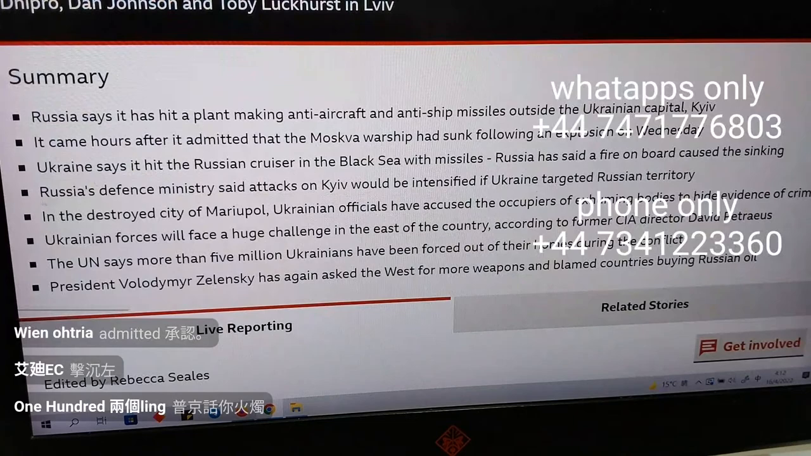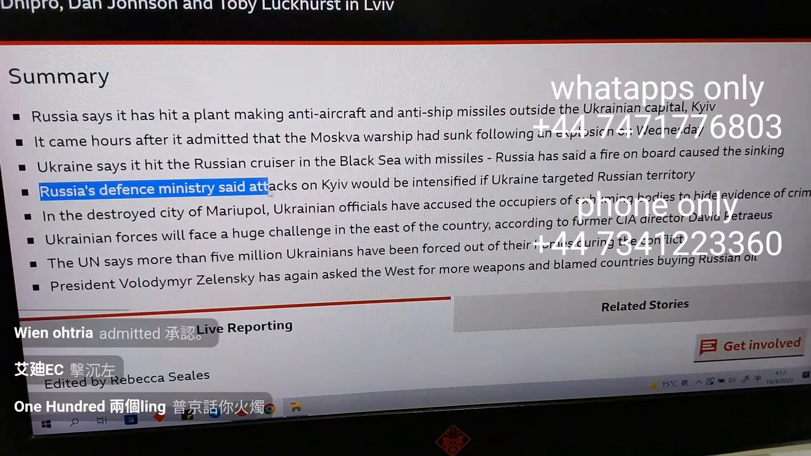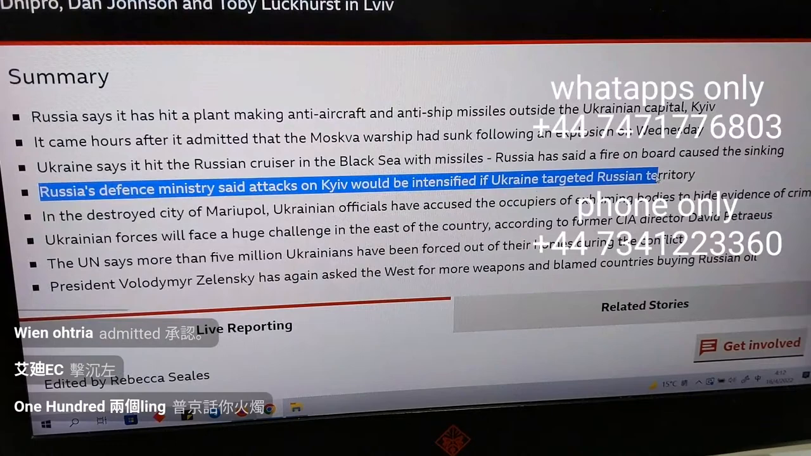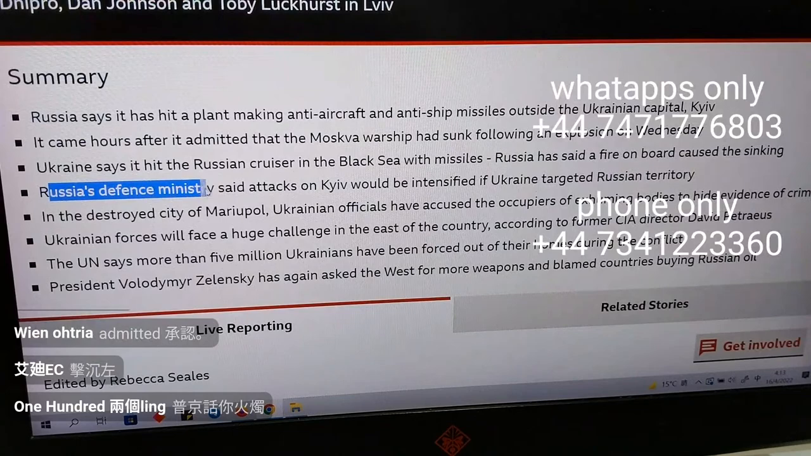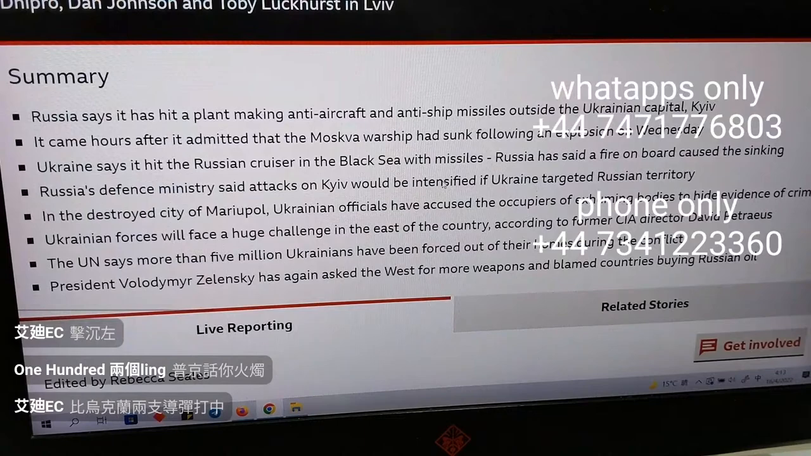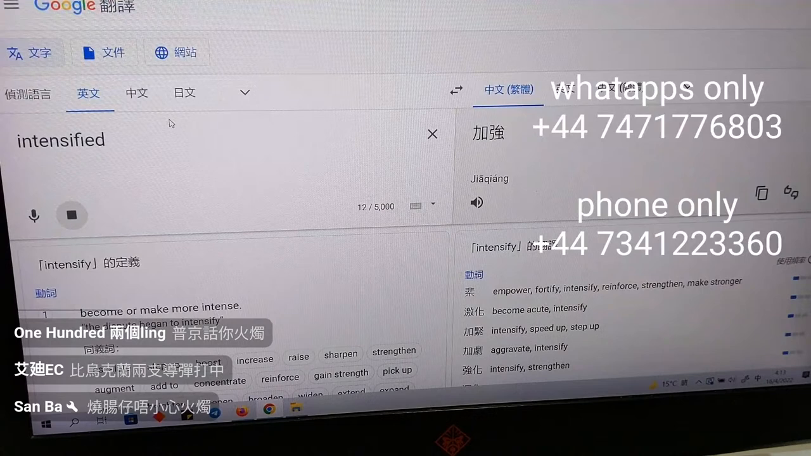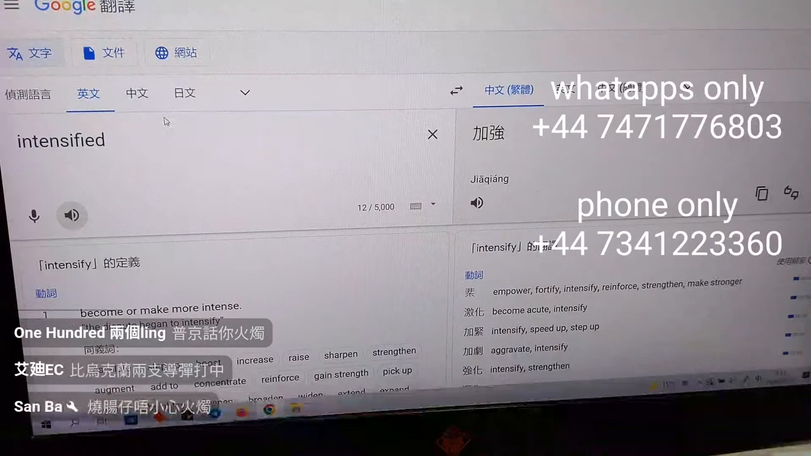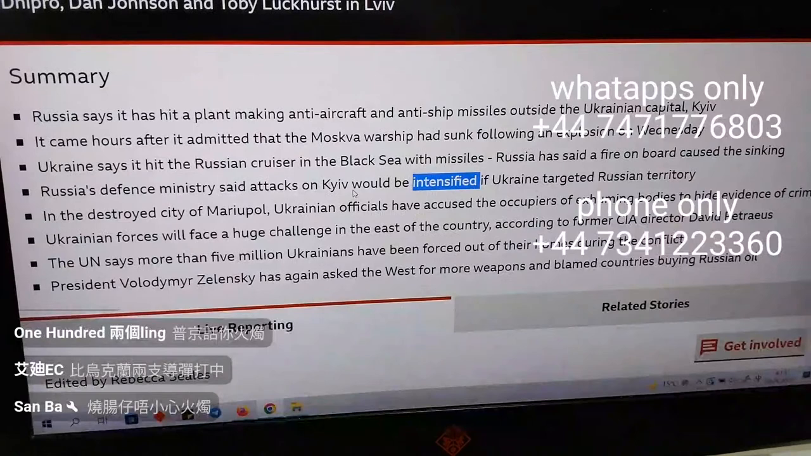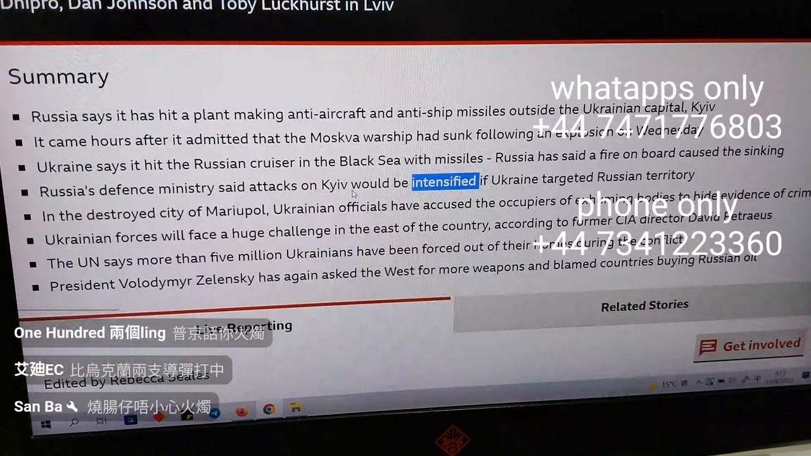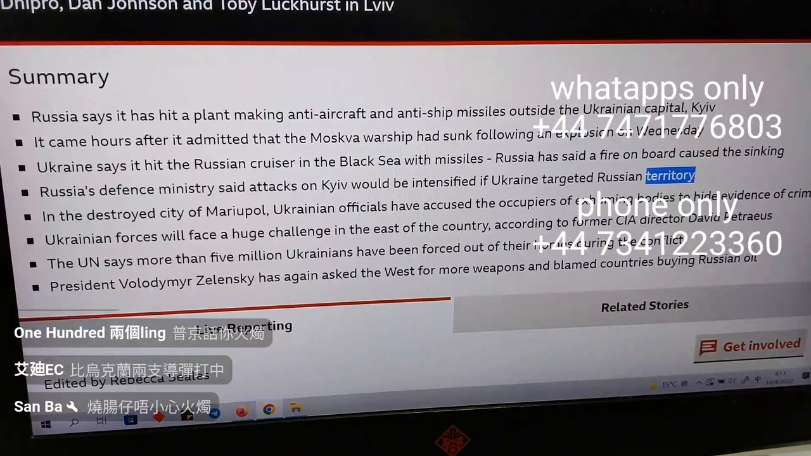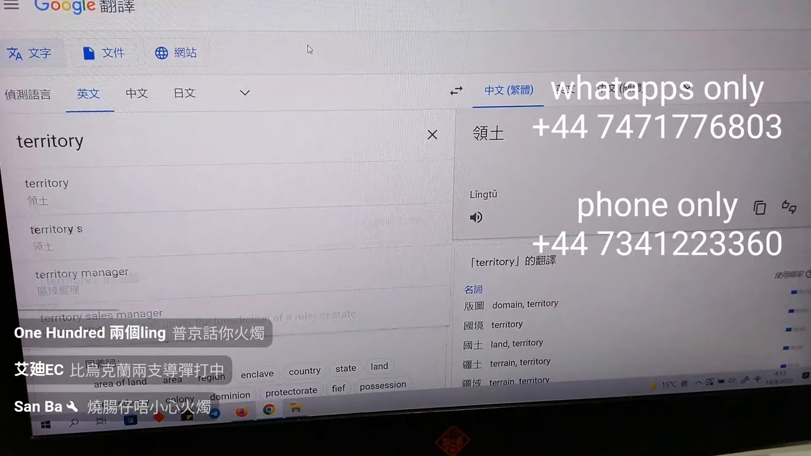Exactly. Russia's defense ministry said attacks on Kyiv would be intensified if Ukraine targets Russian territory. What is intensified? Intensified means 更加緊密, 加強. Intensified. 燒場, 燃燒火燭, okay. It's just a joke. Russian defense, 即是他們俄羅斯啦, 就說他們呢, 他們會加強攻擊這個Kyiv的, 如果Ukraine呢, 是繼續target他們的territories, territories是解什麼呢? 領土, okay. Territory. Territories, okay.